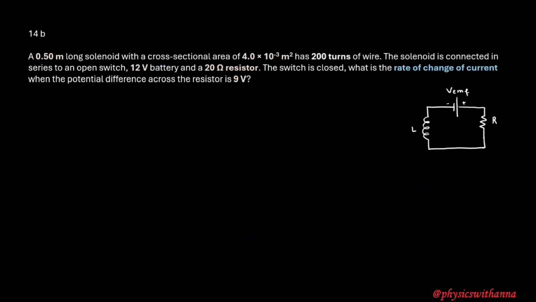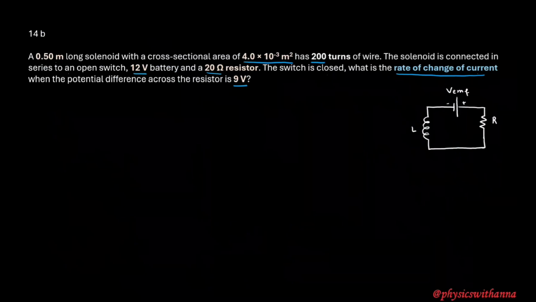Now let's discuss question 14b. A 0.50 meter long solenoid with a cross-sectional area of 4 times 10 to the power negative 3 meters squared has 200 turns of wire. The solenoid is connected in series to an open switch, 12-volt battery and a 20 ohm resistor.